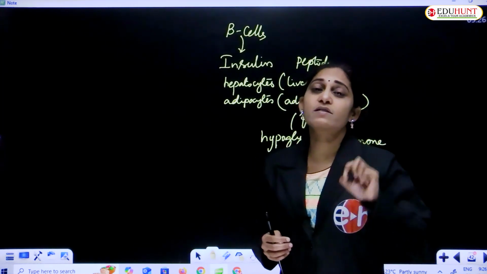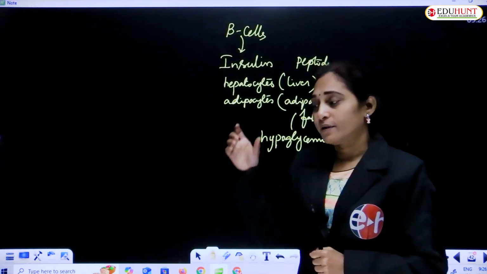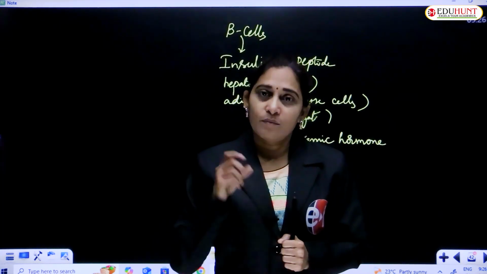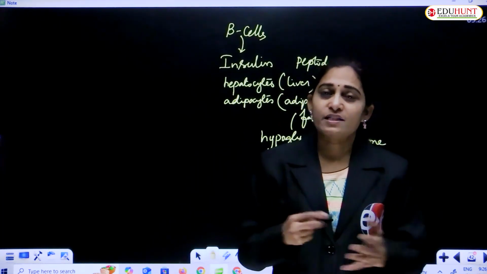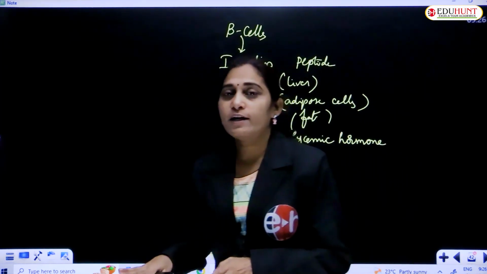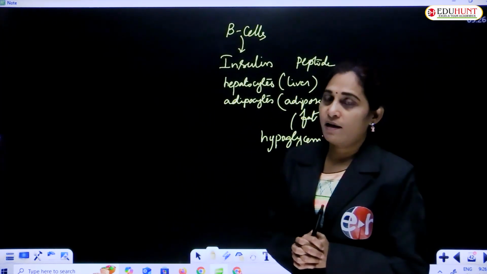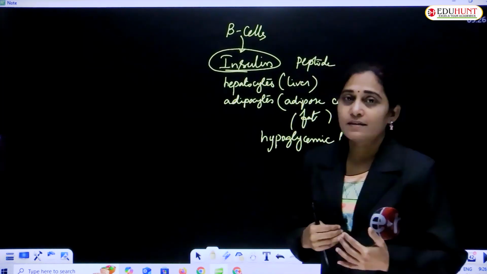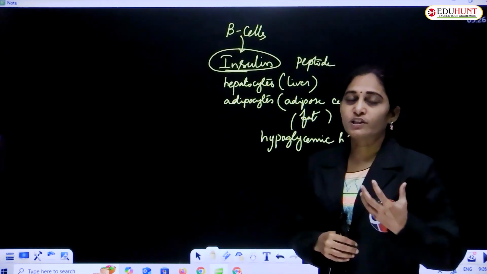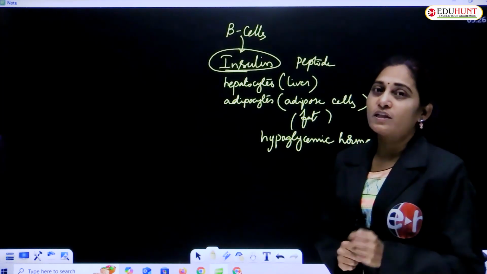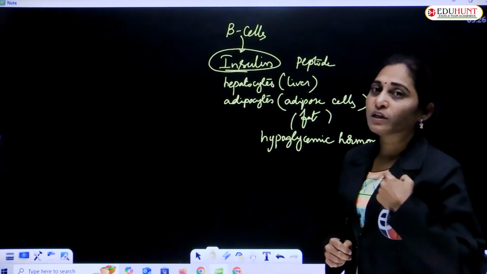Glucagon causes rise in the blood glucose level and insulin causes the decrease in the blood glucose level. In this way, they both work together to regulate the blood glucose level. If it is not released in a sufficient amount, then what happens? It leads to the increase in the blood sugar level.